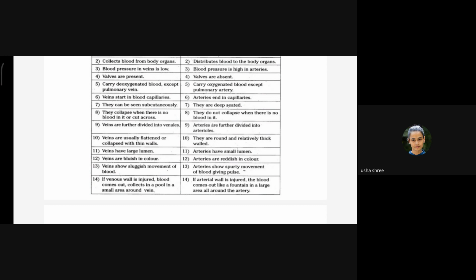And veins are further divided into venules, arteries further divided into arterioles. Veins are usually flattened or collapsed with thin walls, while arteries are round and relatively thick walled. Yes, we have already discussed that arteries are a bit thick, and in comparison to arteries, veins are a bit thin, and arteries are round while veins are a bit flattened.